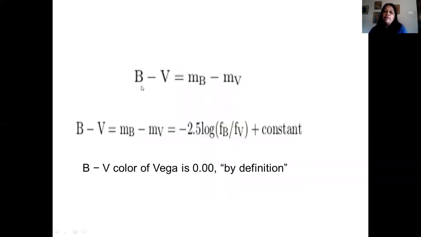And for example, if you take the difference in the blue filter and the V filter, we can call that MB minus MV. And that is also what is called the color of a star. So for example, we measure the brightness of a star in the B filter, measure the brightness in the V filter, and the difference is what we call the color. Now, standardization is done in astronomy by using a star called Vega. And for Vega, we say the B minus V color is 0. This is how we define it to be.